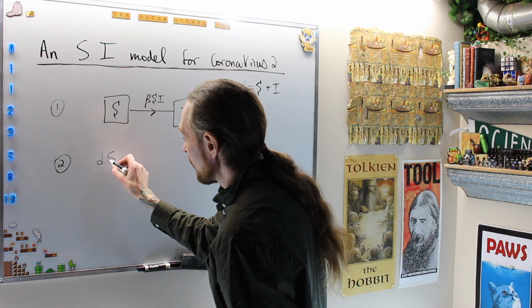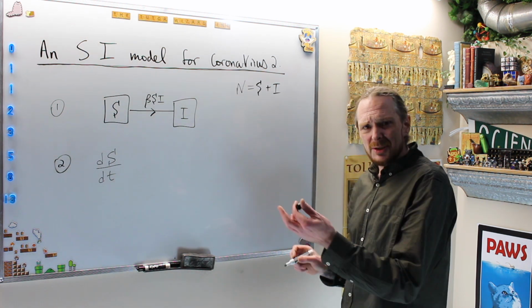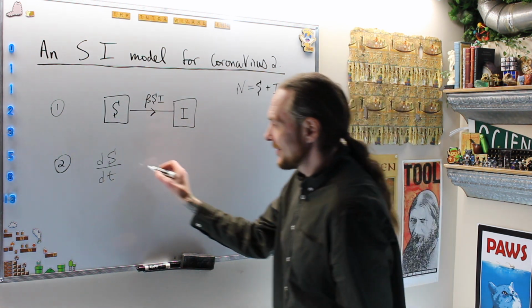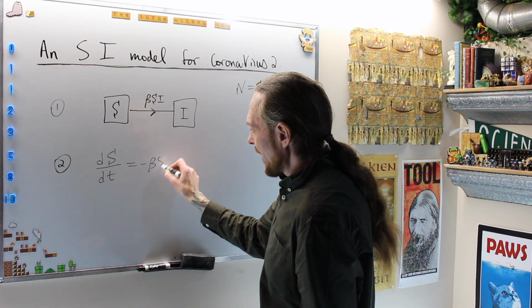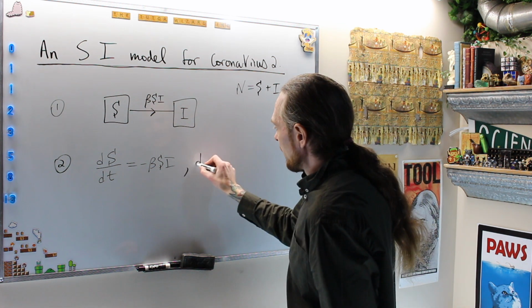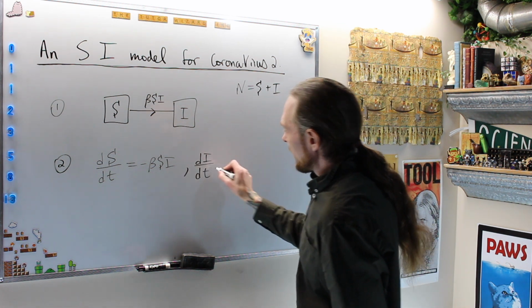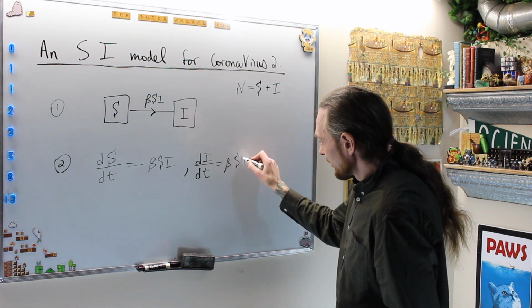What that tells me is the rate of change over time of the susceptible population, which is the first derivative with respect to time of S, is going to equal negative, leading out, negative beta SI. And the infected individuals' rate of change is going to be positive beta SI.